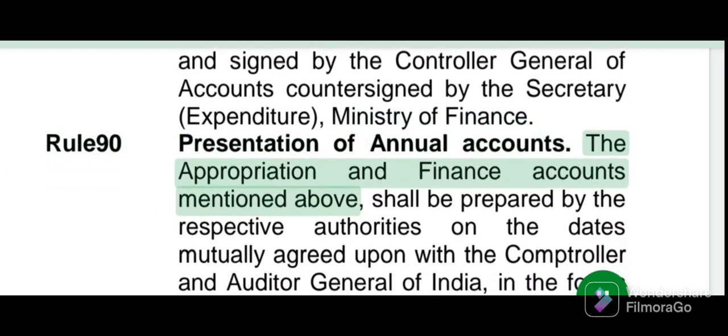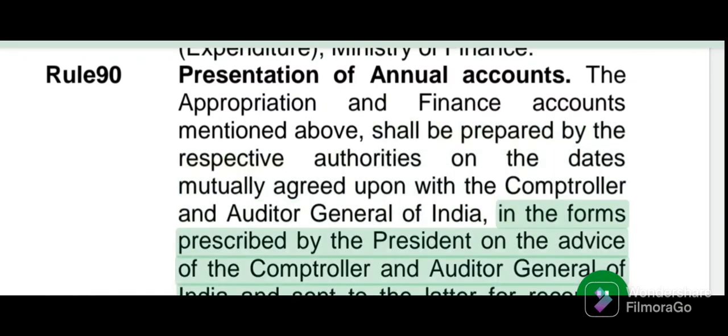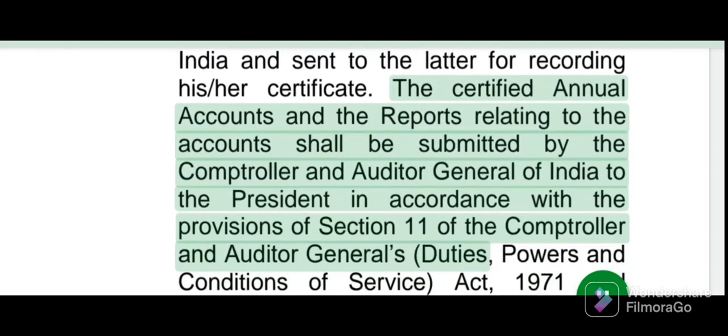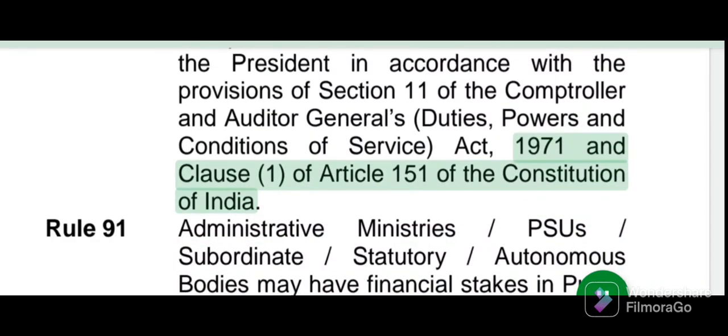The appropriation and finance accounts mentioned above shall be prepared by the respective authorities on the dates mutually agreed upon with the Comptroller and Auditor General of India, in the forms prescribed by the President on the advice of the Comptroller and Auditor General of India and sent to the latter for recording his/her certificate. The certified annual accounts and the reports relating to the accounts shall be submitted by the Comptroller and Auditor General of India to the President in accordance with the provisions of Section 11 of the Comptroller and Auditor General's (Duties, Powers and Conditions of Service) Act, 1971 and Clause 1 of Article 151 of the Constitution of India.